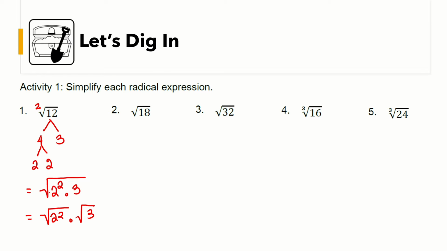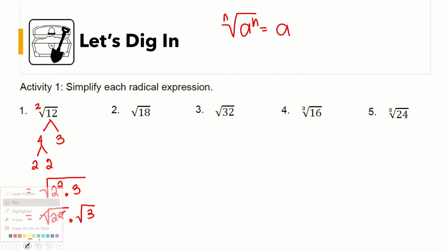If you still remember the property we have, the nth root of a raised to n is simply a. Here, since the index and the power are the same, they cancel out, and the answer now is simply 2 square root of 3. So the simplified form of the square root of 12 is 2 square root of 3.